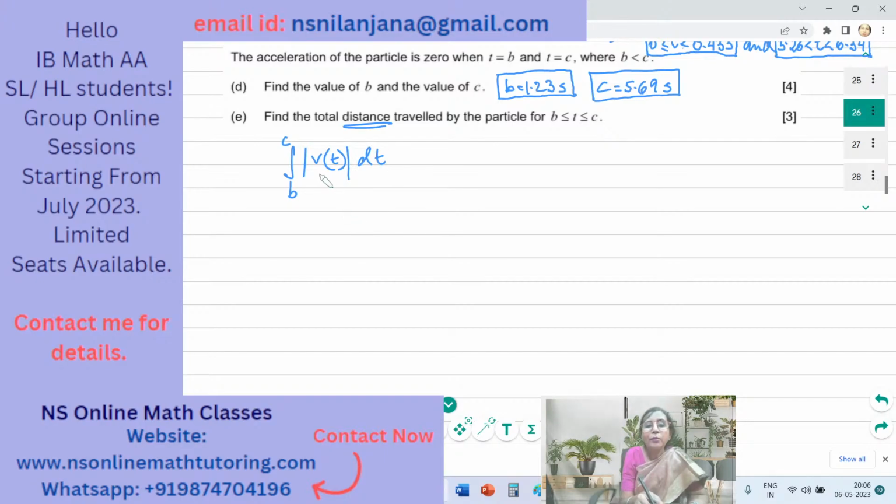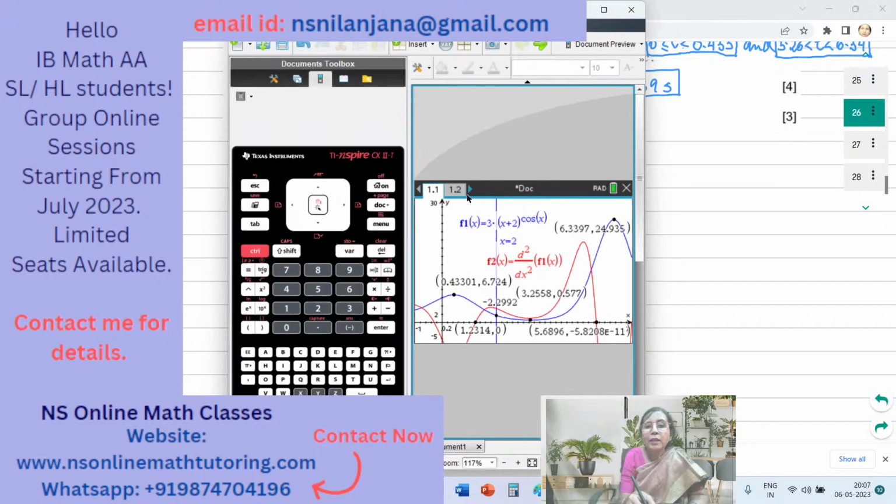Okay. So, and what is d of t? It is d/dt of s of t. And s of t is represented by f1(x). So we will just be using this expression to get the total distance. We move to the calculator part.